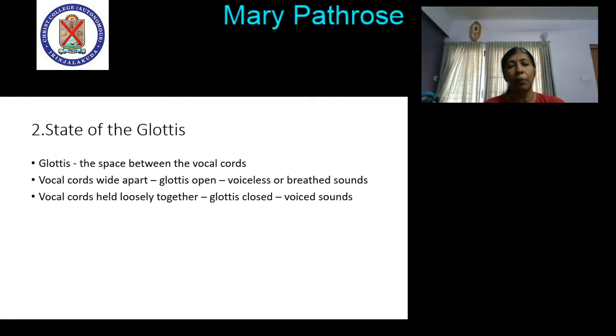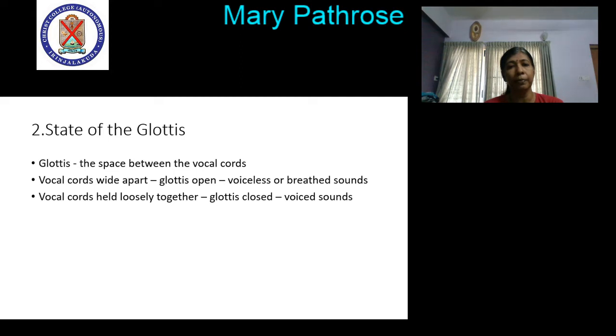When the vocal cords are wide apart, the glottis, that is the space between the vocal cords, is wide open. This is the position of the glottis when we breathe. It is the wide open glottis which facilitates the free passage of air from and to the lungs. It is possible to produce speech sounds with the vocal cords wide apart, that is the glottis wide open. Such sounds are called voiceless sounds. They can also be referred to as breathed sounds because this is the position of the vocal cords when we breathe.